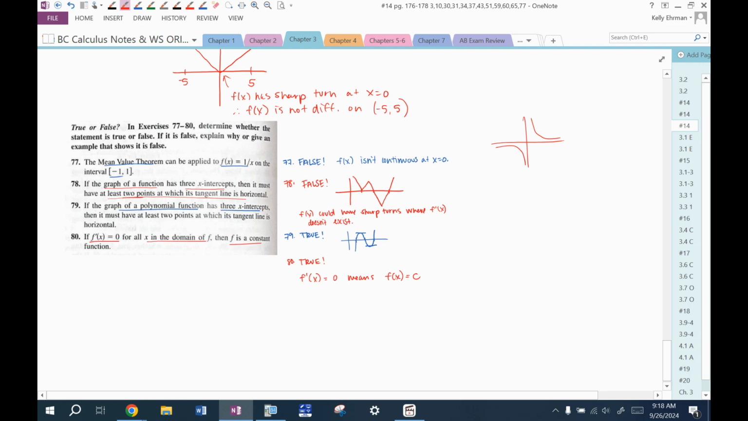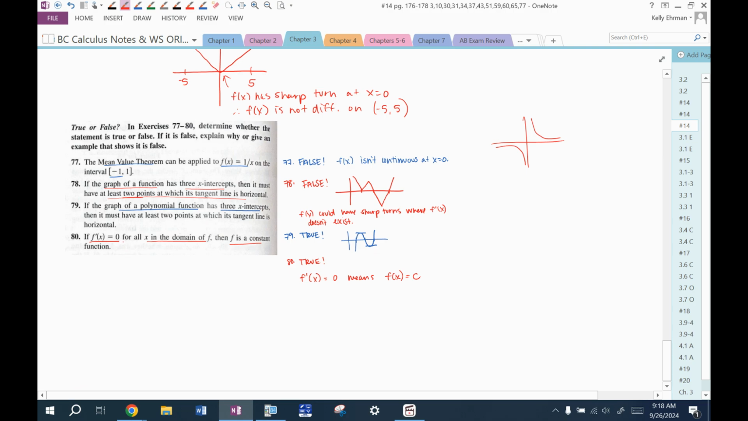Okay, for number 79, they've changed it slightly. So now it is a polynomial function. If it's got 3 x-intercepts, then yes, you're going to have at least 2 horizontal tangent lines. You could even put bounces in there where the graph touches and turns, and you would have more than 2, but it says at least 2.